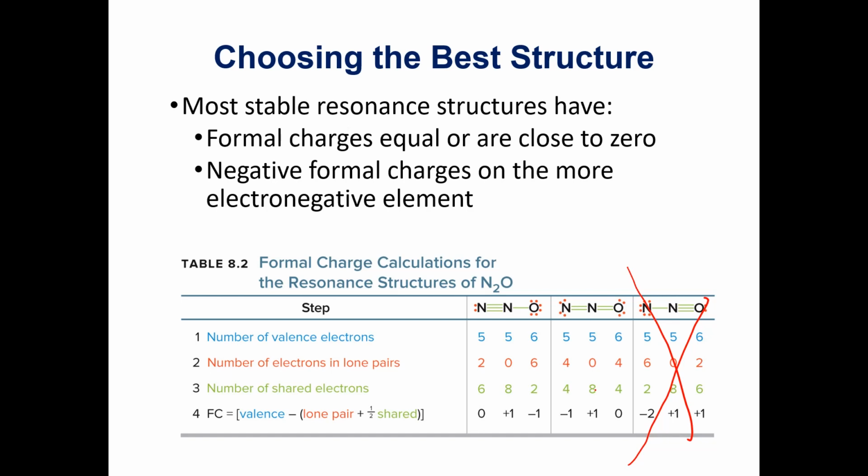If we look at the remaining 2 structures, between nitrogen and oxygen, oxygen is further to the right on the periodic table, which means it's the more electronegative element. So of these remaining 2 structures, we want the one that has the formal charge on oxygen, not the one that has the formal charge on the nitrogen. The negative formal charge, excuse me. We want the negative formal charge on oxygen, not the negative formal charge on nitrogen. So that makes the structure that has the triple bond between the nitrogens the better structure compared to the other 2.